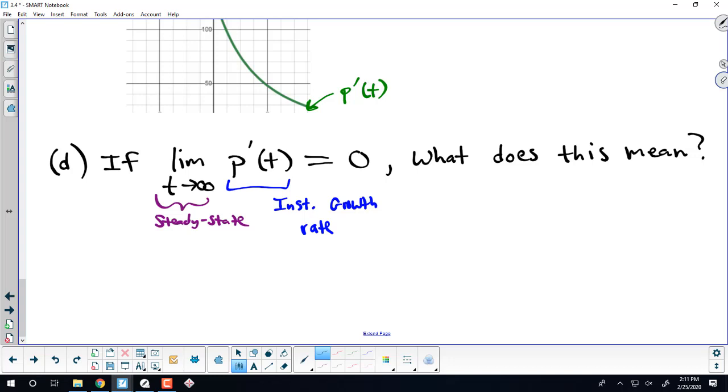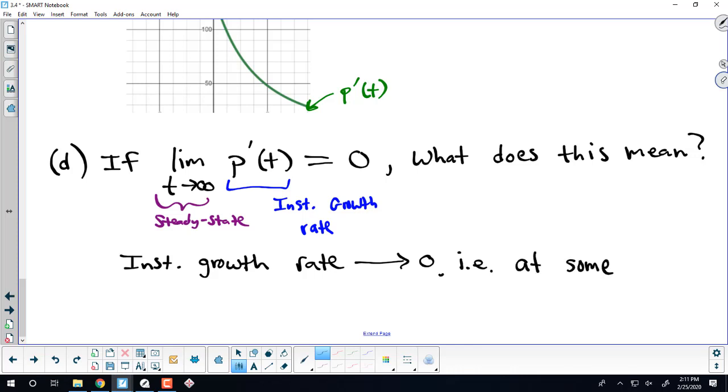It means the instantaneous growth rate approaches 0, which means if the growth rate is approaching 0 at some point in time, the population will stop growing.